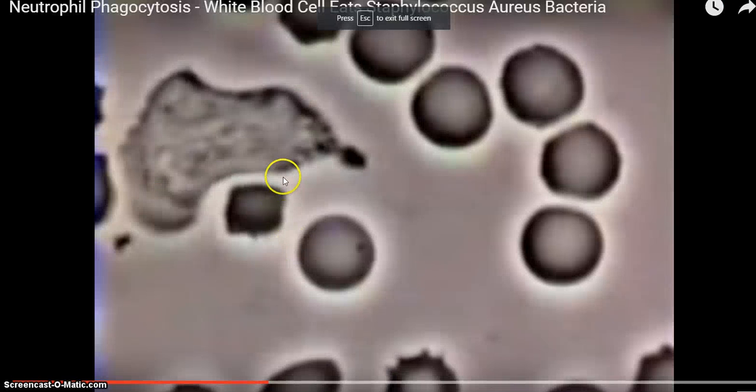This is going to go quick. But this blob up here is a white blood cell. They're going to keep calling it a neutrophil. And it's going to kind of go around and eat some of these dark staining bacteria here.